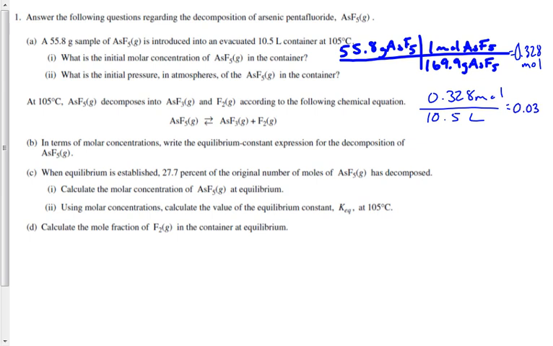Points. 1 point is earned for the correct molar mass. As plus 5 times F. Now you feel like, oh my god, I didn't get that part right. I don't remember ever seeing that in another problem. 1 point is earned for the correct calculation.